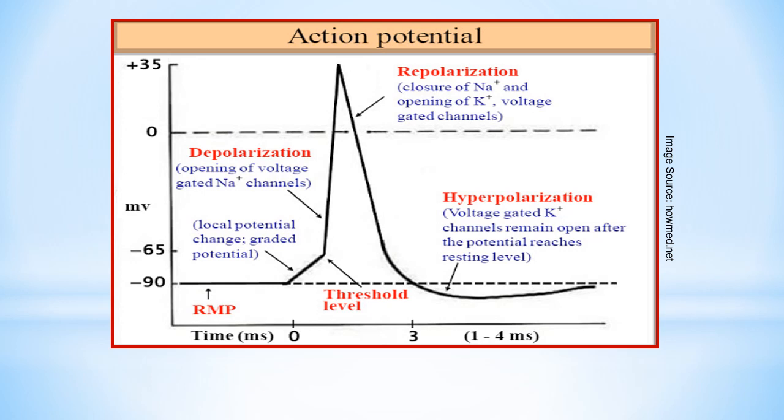When it reaches plus 35, the repolarization starts because the voltage gated potassium ion channels open and the potassium exit occurs. As a result of that, membrane potential again goes to resting membrane, and the hyperpolarization stage is achieved because of the excess exit of potassium ion because of slow closing of the voltage gated potassium ion channels.